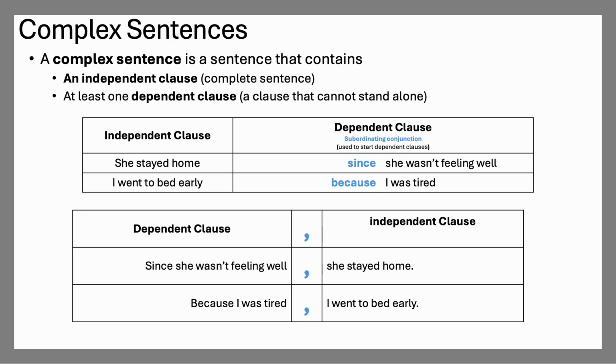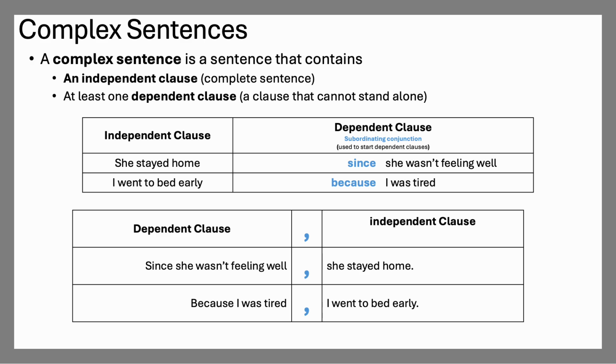All right, we're going to look at complex sentences next. A complex sentence is a sentence that contains these 2 components. An independent clause, which is the complete sentence, and remember that is a subject, a verb, and a complete thought, and at least 1 dependent clause. And this is a clause that cannot stand alone. It can't be by itself. It can't serve as a complete sentence.